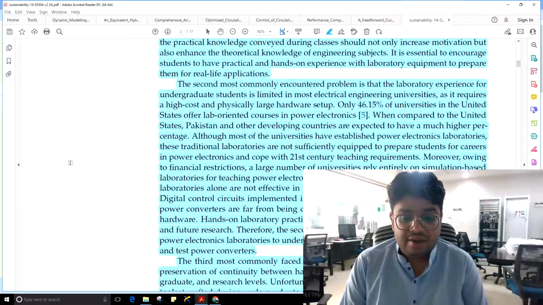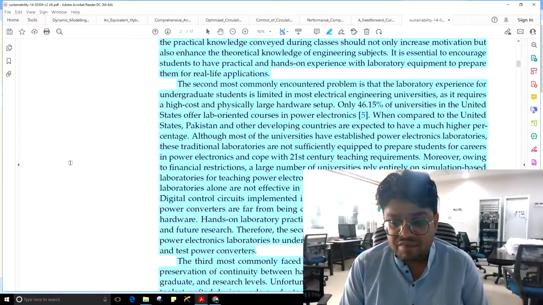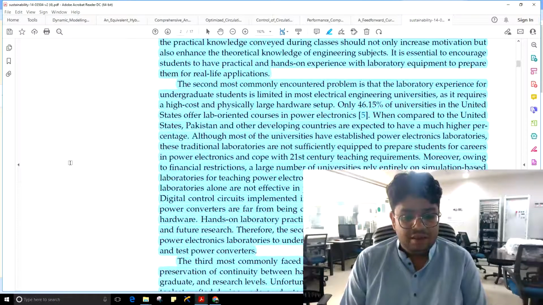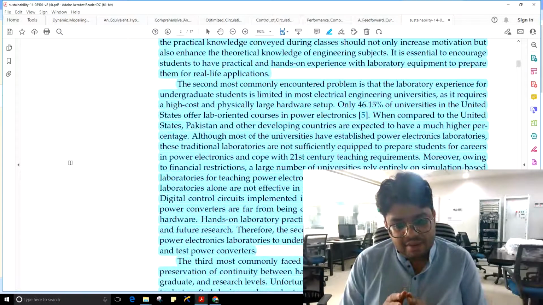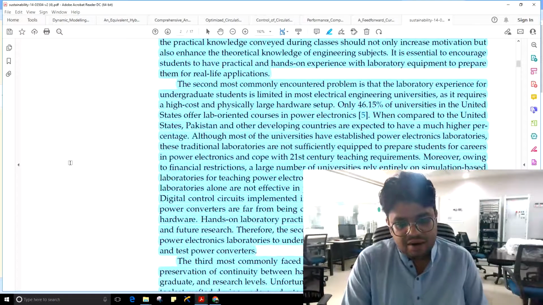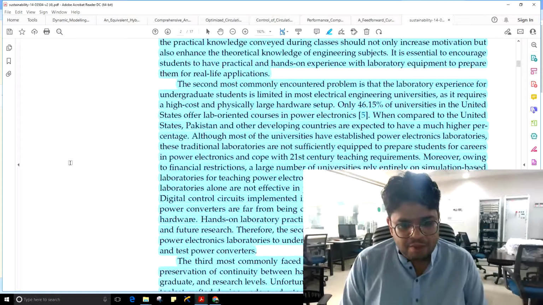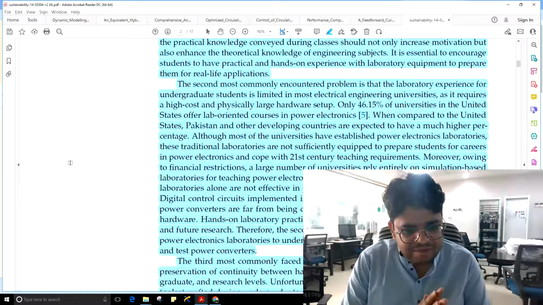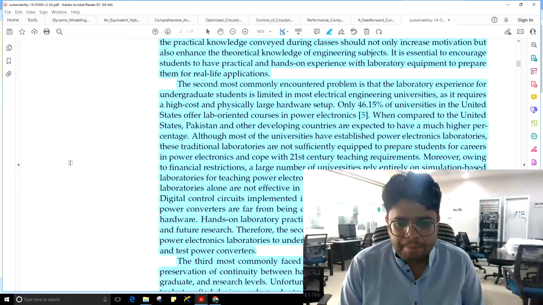Digital control circuits implemented in computer-based simulations for application of power converters are far from being considered ready for practical implementation in hardware. Because if you try to deploy the same controller in the real world, it will be very different from what you are simulating. Because between computer simulations and hardware results, there is always a lot of difference.